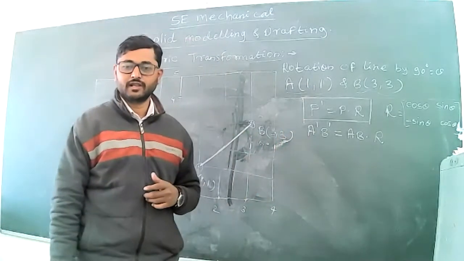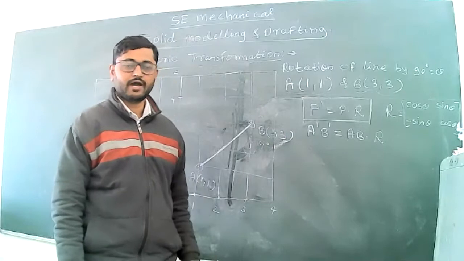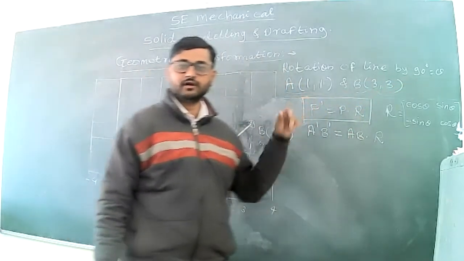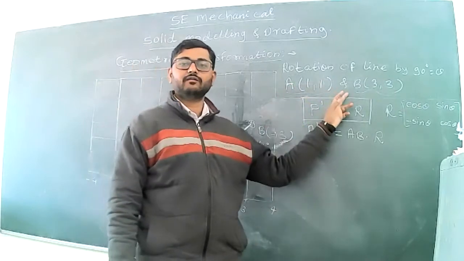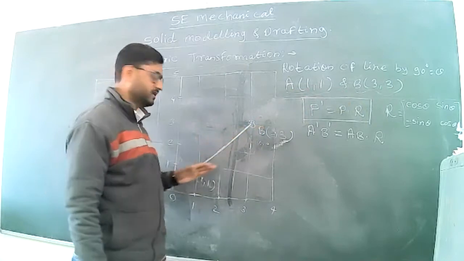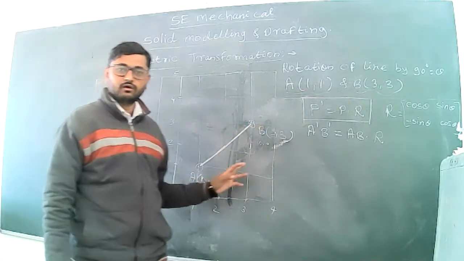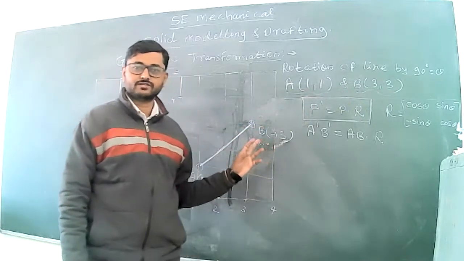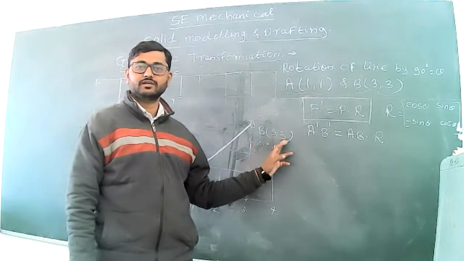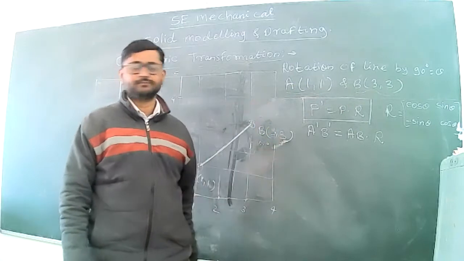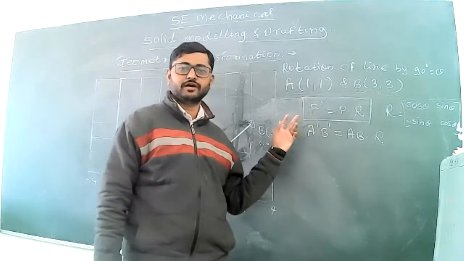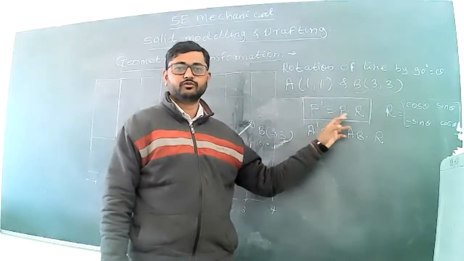I will take one example of rotation. Here we'll take an example of a line, that is rotation of a line by 90 degrees. Here theta is equal to 90 degrees, and we consider 2 points A and B. By joining these 2 points, we get a line. We'll take the coordinates for point A as 1, 1 and point B as 3, 3.